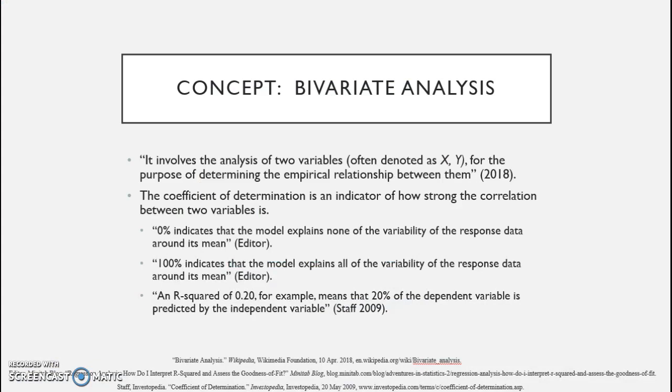So at this point we will now move on to our next concept of bivariate analysis, and it simply involves the analysis of two variables, often denoted as x and y, for the purpose of determining the empirical relationship between them. And when we do a bivariate analysis, we often look at the coefficient of determination, or r squared, and it's an indicator of how strong the correlation between two variables is.